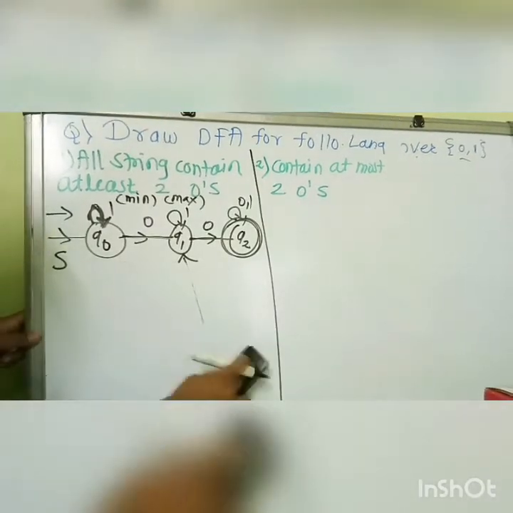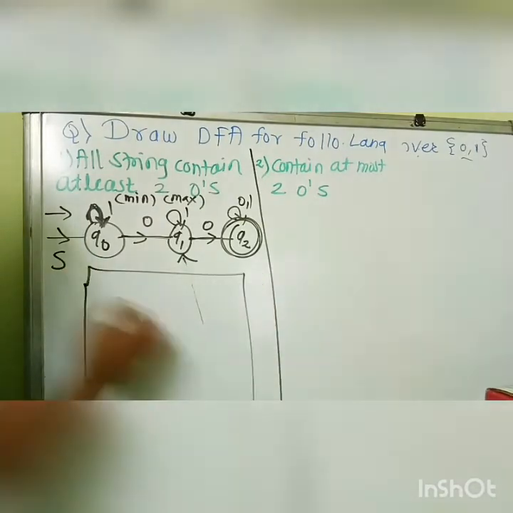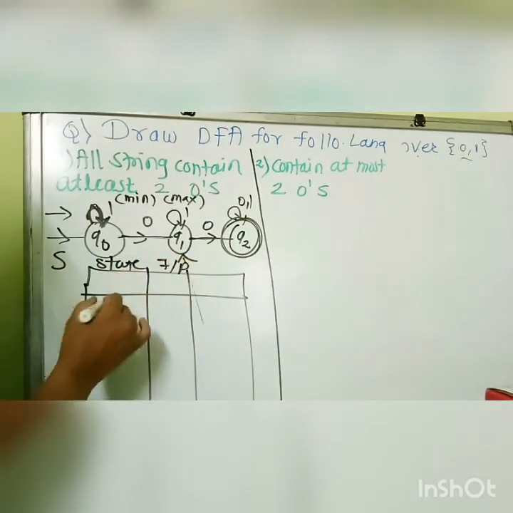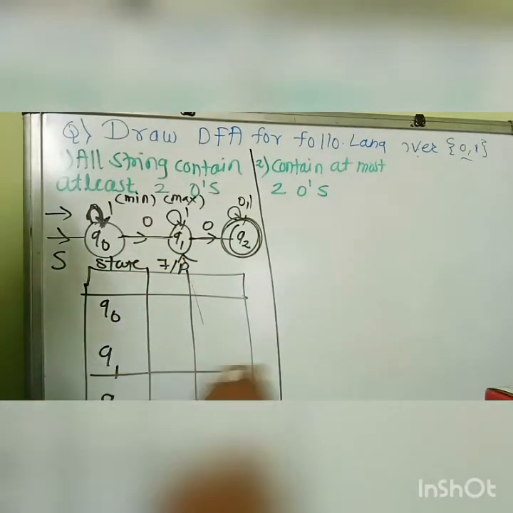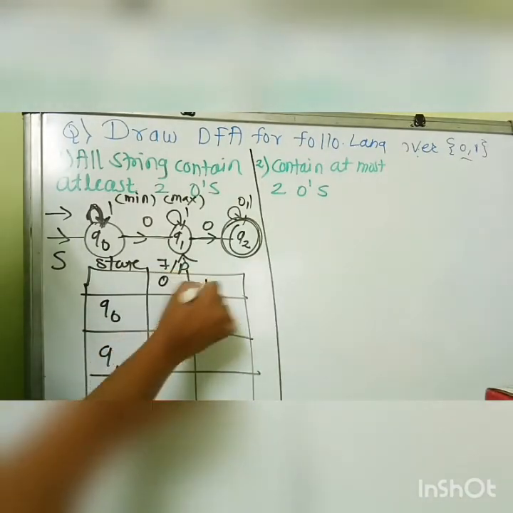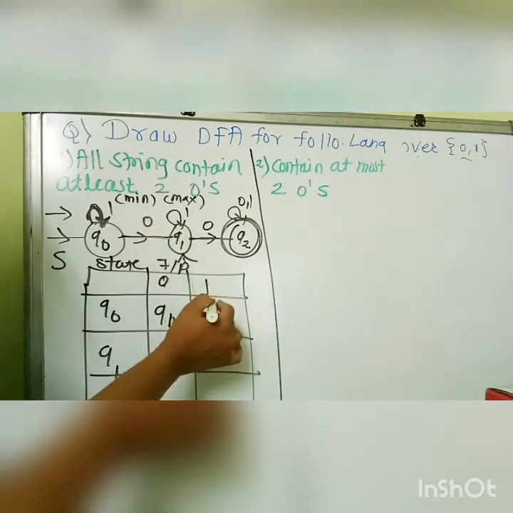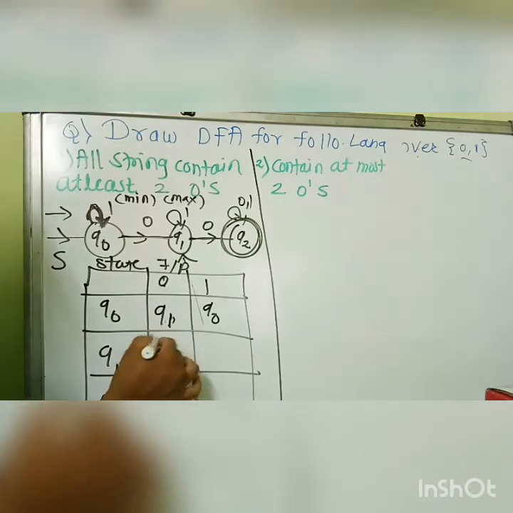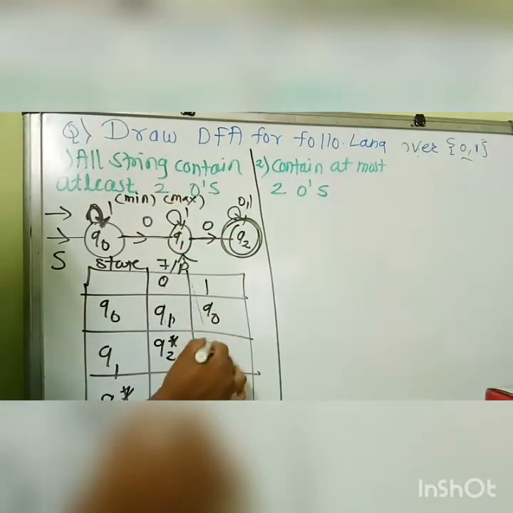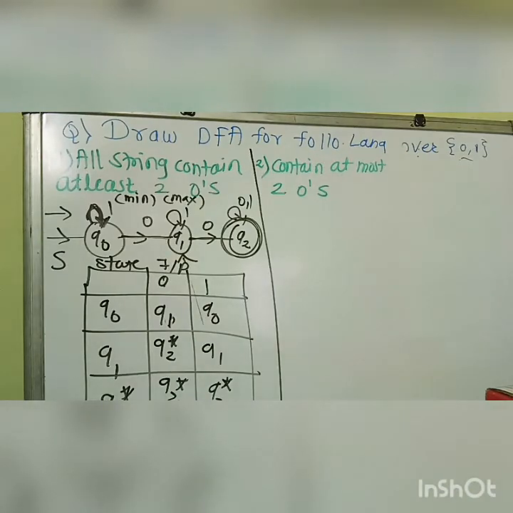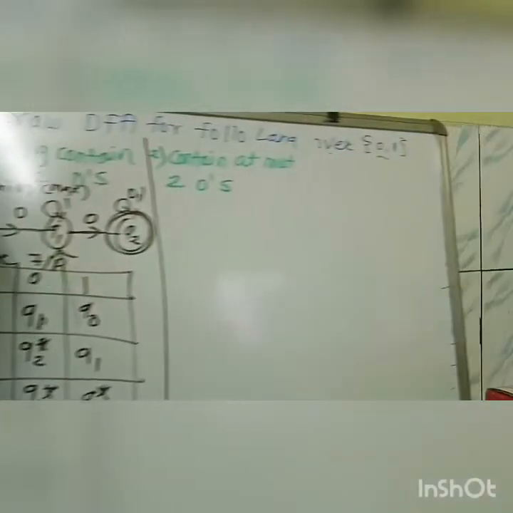We will design its transition table. The states are Q0, Q1, Q2. Q0 on 0 goes to Q1, Q0 on 1 stays at Q0. Q1 on 0 goes to Q2, and Q1 on 1 stays at Q1 itself. For Q2, the output stays on itself. This is the mechanism behind all strings containing at least two zeros.